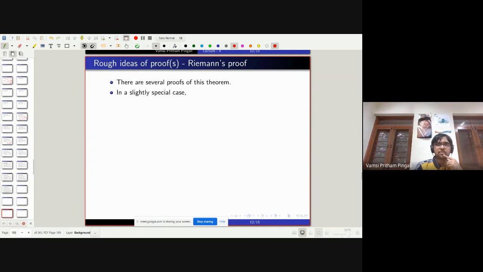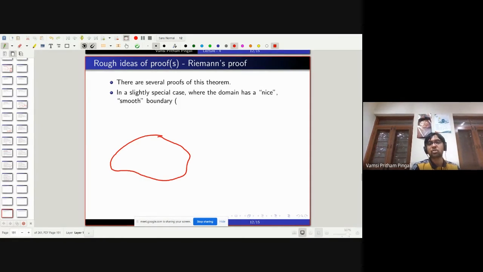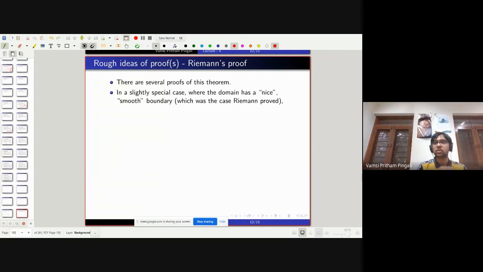In a slightly special case, which is what Riemann considered, where the domain has a nice boundary, that is things like this, as opposed to things like this. Okay? One can do it using some ideas of physics. This is why I like this proof. Riemann's interesting idea was the following.